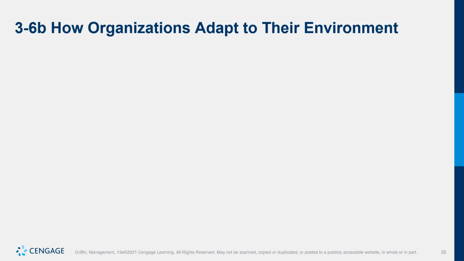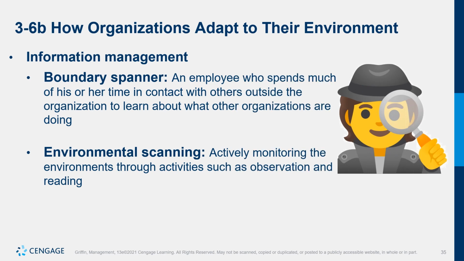How organizations adapt to their environment. Organizations are not totally at the mercy of their environments. Indeed, several options exist through which they may adapt to or directly influence their environments. Information management involves collecting, monitoring, and reading the environment available to the firm. There are various techniques available to manage the information.